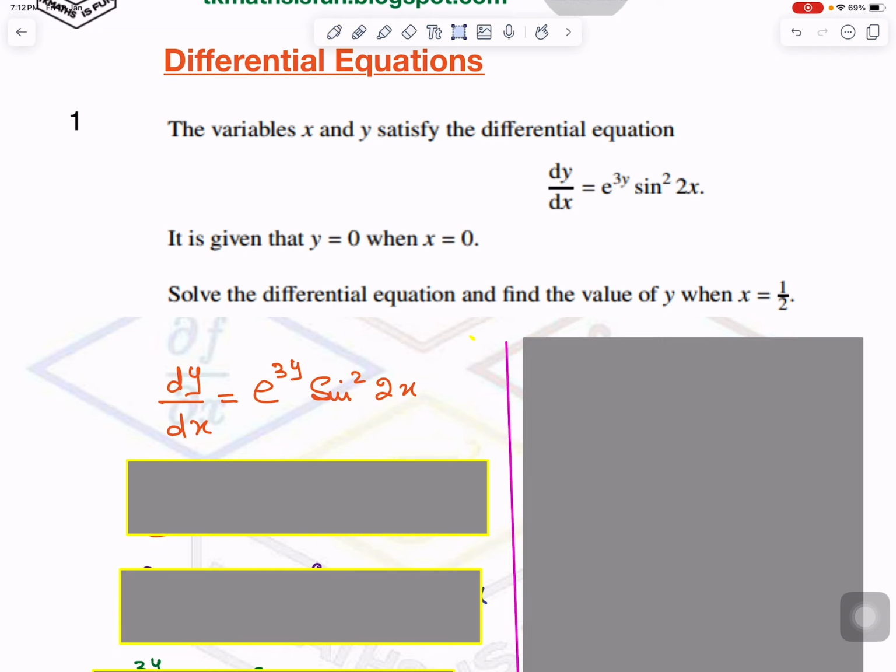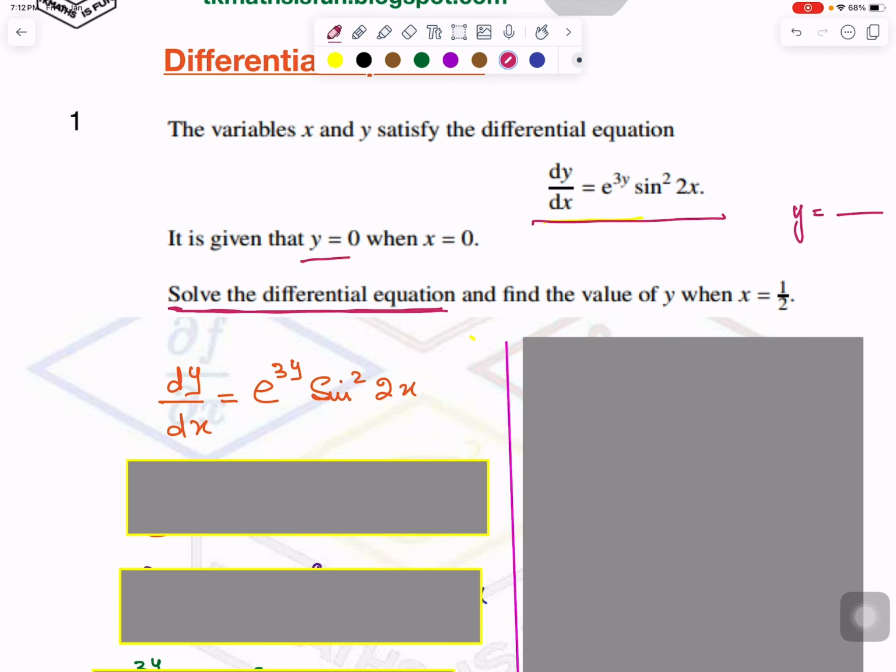The question is talking about the variables x and y satisfying this differential equation, which is given to you here. When we say solve the differential equation, it means we will get at the end an equation of y in terms of x. It doesn't mean you will get a numerical answer, like when we say solve any other equation, where we get the answer in terms of numbers. It is not the case in differential equations.